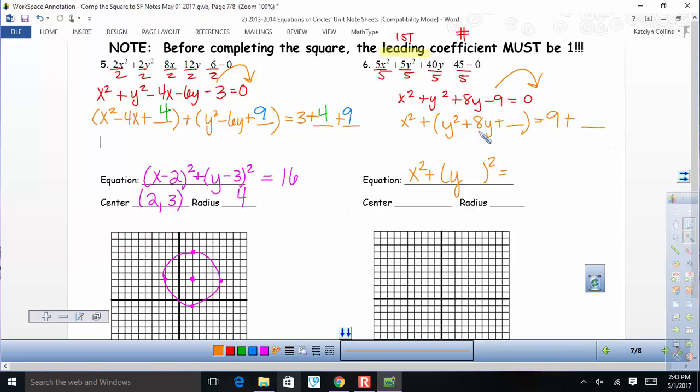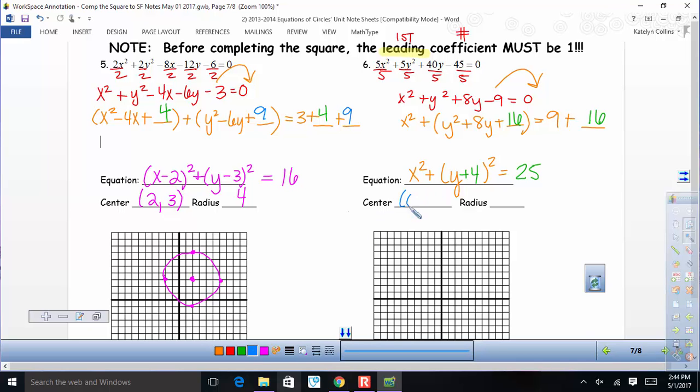Now, if I take my y and I divide it by 2, 8 divided by 2 is 4. Okay, and 4 squared is 16. So we put a 16 here, 16 here. Okay? Then we write our equation. Courtney, turn around. What number do we get for y? 4. Okay, positive 4, because that's what we got when we divided by 2, and 9 plus 16 is 25. Okay? What would our center look like here?